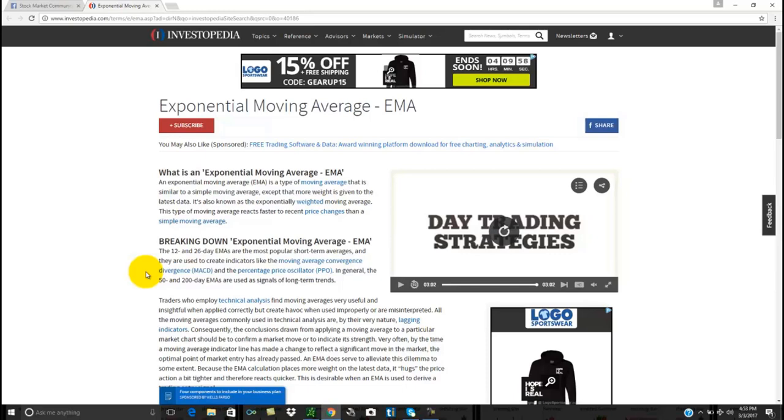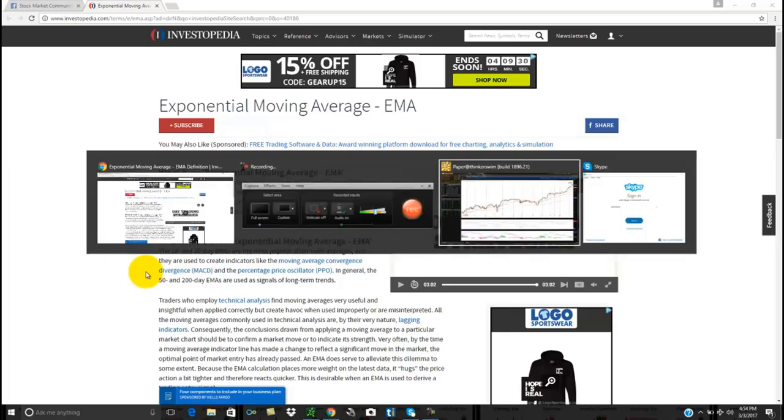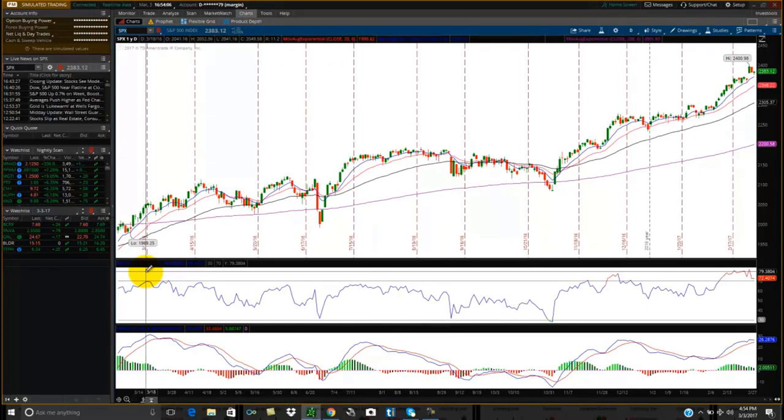Now, breaking down exponential moving average, or EMA. The 12 and the 26-day EMAs are the most popular short-term averages, and they are also used to create indicators like the moving average convergence divergence, or the MACD, and the percentage price oscillator, the PPO. In general, the 50 and the 200-day EMAs are used as signals of long-term trends. So let's go into it and let me show you how this all works.